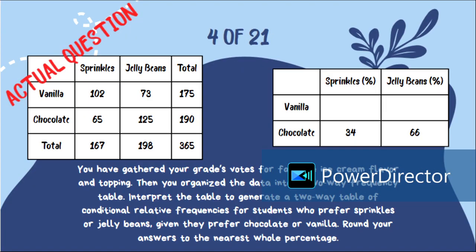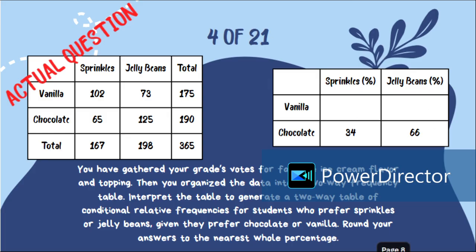Here's number 4. You have gathered your grade's votes for favorite ice cream flavor and topping. Then you organize the data into a two-way frequency table. Interpret the data to generate a two-way table of conditional relative frequencies for students who prefer sprinkles or jelly beans, given they prefer chocolate or vanilla. Round your answers to the nearest whole percentage. So we're dealing with percentages here.